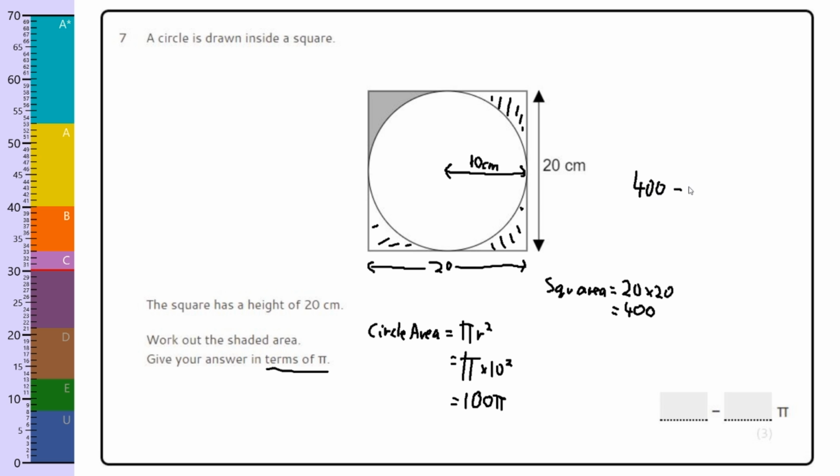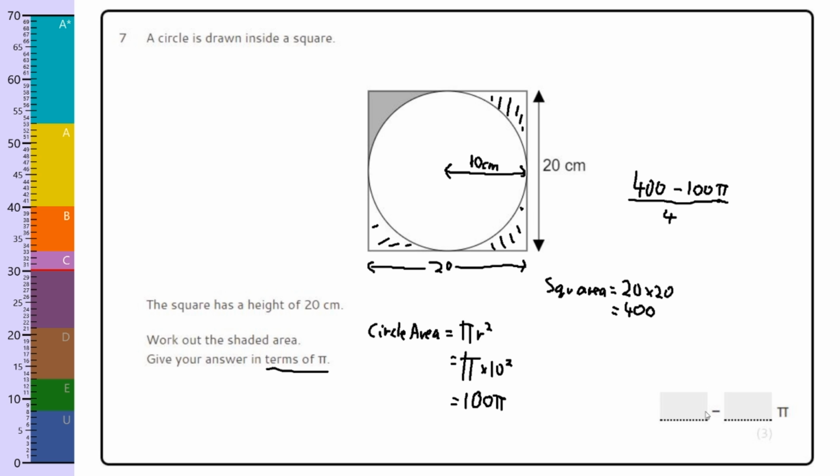Take away the area of the circle and divide the full answer by 4. Now, you might say to me, well, why didn't you use the little divide sign? With fractions, it's a lot easier to show you how we're going to finish this off.